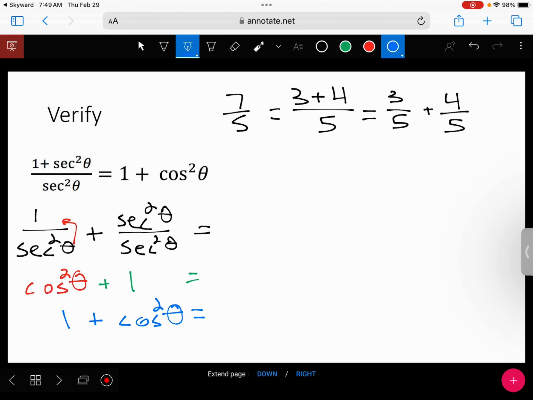But it'd be 1 over 1 plus 1 over cosine squared, all over 1 over cosine squared. When we have a big fraction like this, we want to be able to keep, change, flip it. So what we would have had to do is find a common denominator in the numerator, because we can't keep, change, flip until it's one fraction over one fraction. This would have been two fractions, so we would have had to combine them. And then keep, change, flip, things would have canceled, you would have got the same answer.